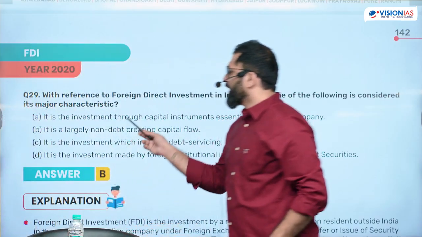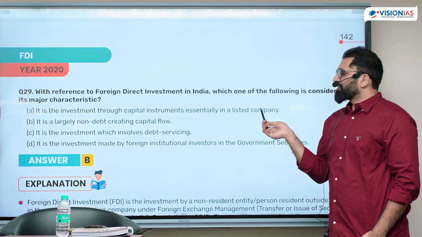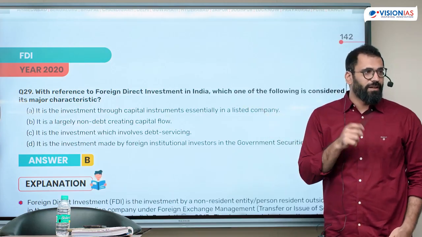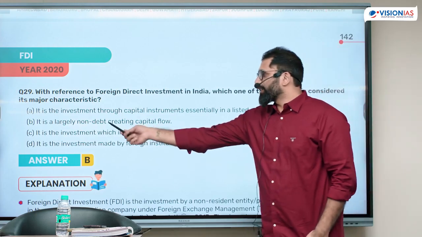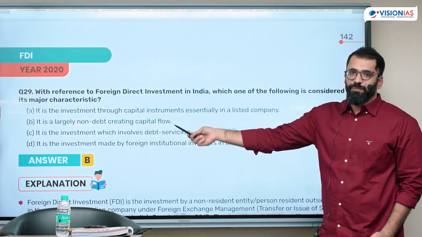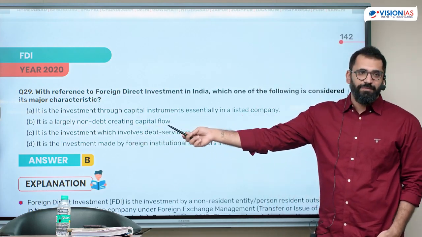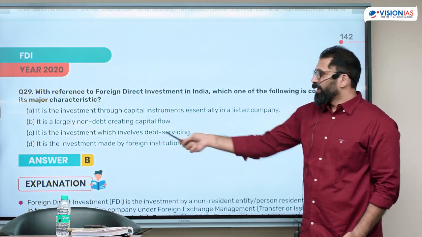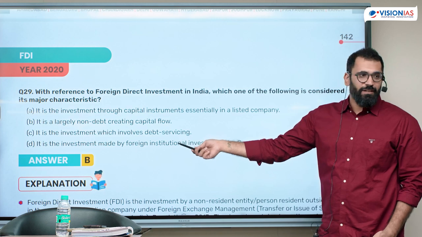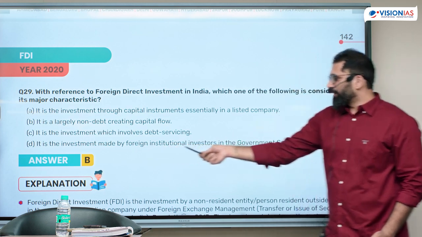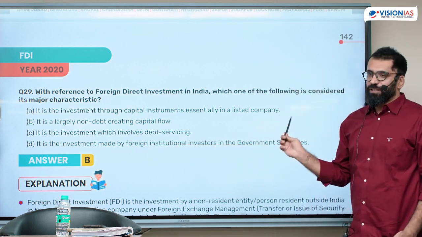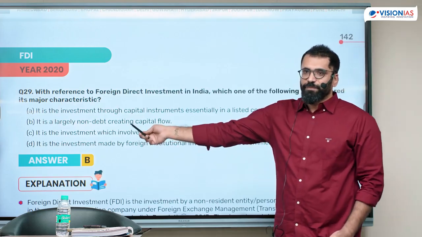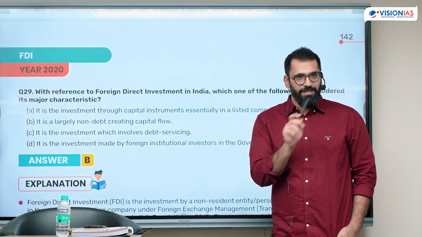Now read the statement. Investment through capital instruments essentially in a listed company. Does FDI mean only listed companies? It can also be in unlisted ones. It's largely a non-debt creating capital flow. Non-debt means what? No liability, because you are diluting an asset. It's an investment which involves debt servicing? No debt. It's an investment made by foreign institutional investors in government securities? Beyond government securities you can also invest. So is the answer clear? Largely non-debt.